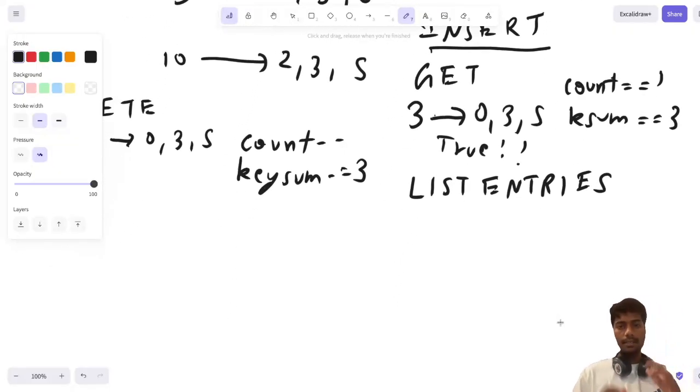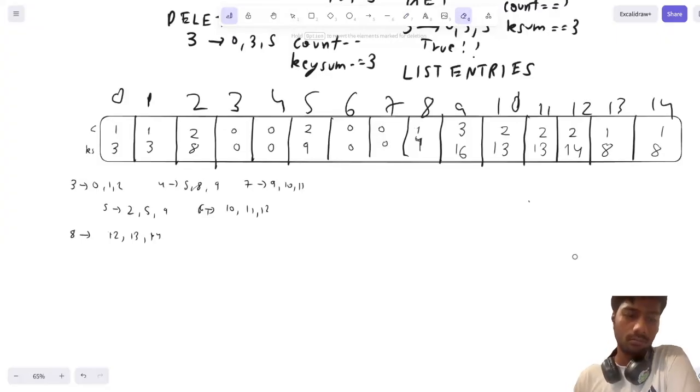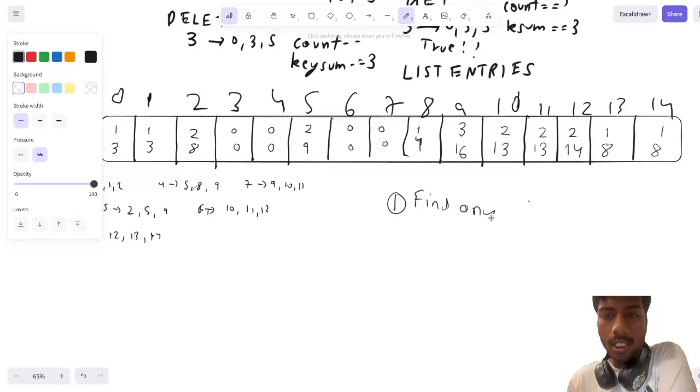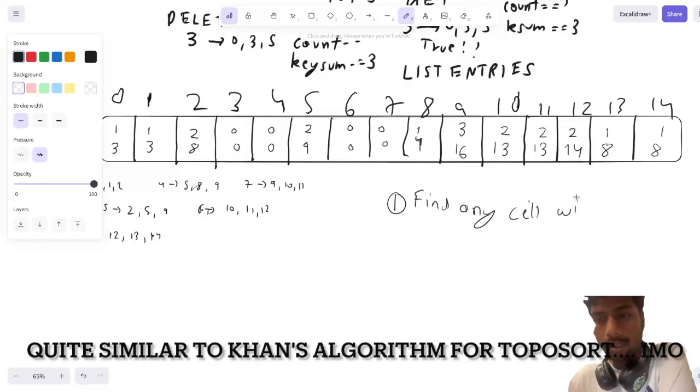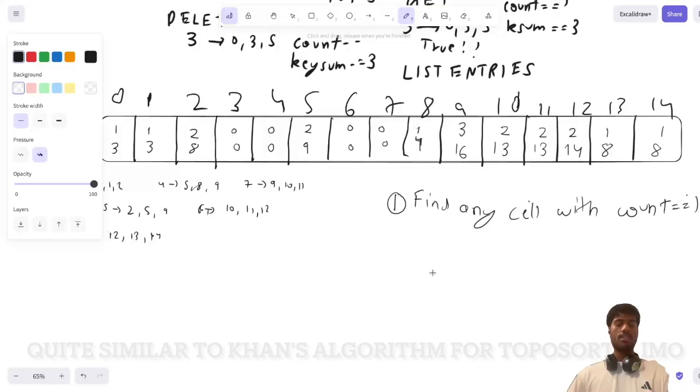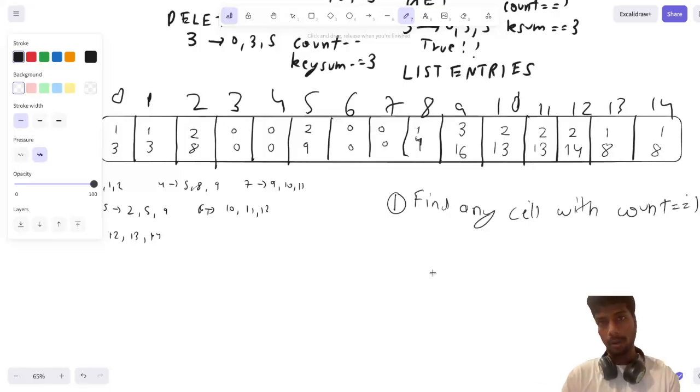But before that, first let's create a better, more filled IBLT array so that you can understand better. Yeah, we have our array ready, and the list operation essentially does these 4 steps. First, find any cell with count equals to 1. Now I want you to understand that if a cell has a count 1, what does it mean for its key sum?